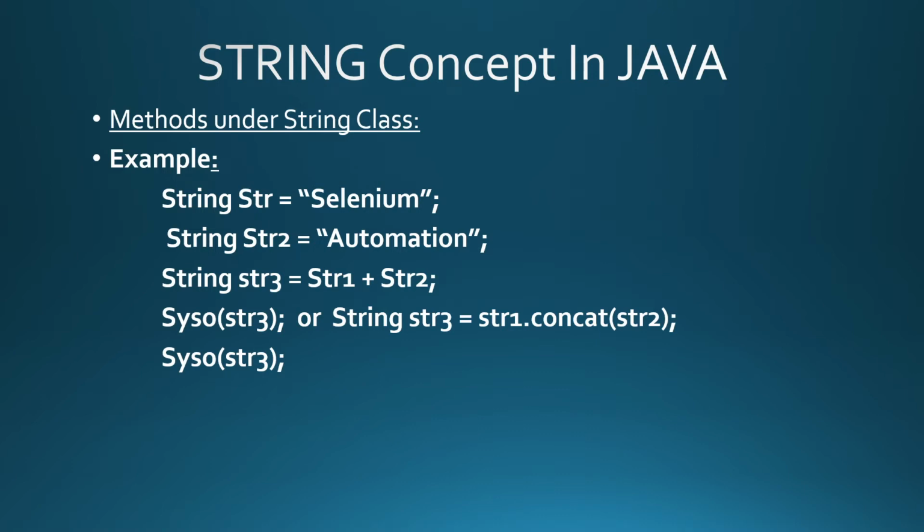The next approach here is we can use the concatenate method also. For that, String str3 equals str1.concat(str2). If we do it in this way, you will get the console output as selenium automation. These two will produce the same result, whether it is with the help of the plus operator or with the help of the concatenate method. Those two approaches will give you the same output in the form of selenium automation.